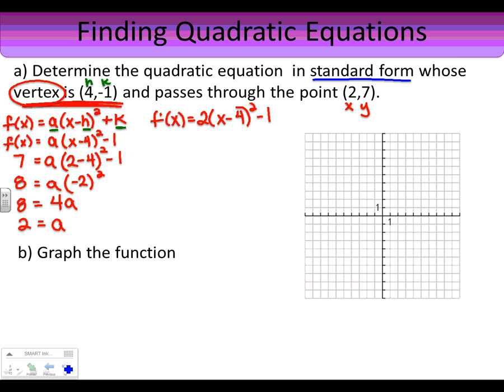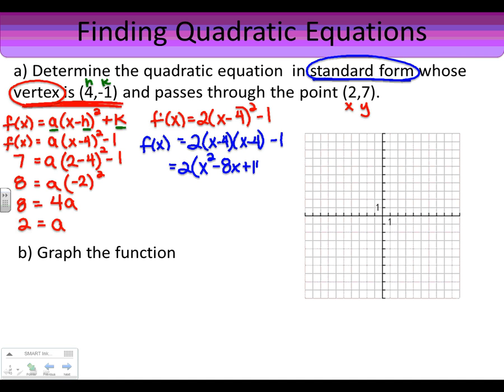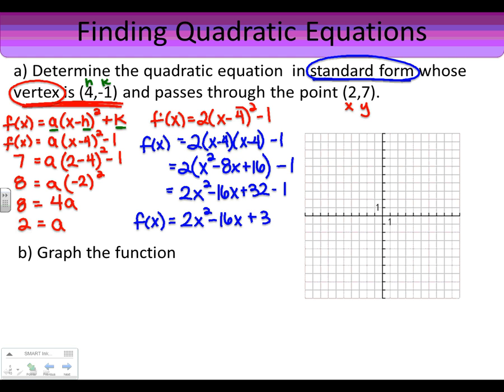Since the problem asks us to write it in standard form, now I want to multiply that all out so I can get it into standard form. So f of x is equal to 2 times (x minus 4) times (x minus 4). So I'm squaring that. x squared minus 8x plus 16. Need to distribute that 2. And finally, subtract the 1. So my standard form would be 2x squared minus 16x plus 31.